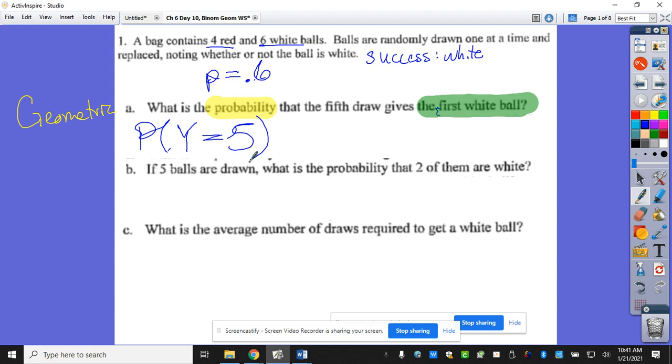This is what I'm plugging in, so that I can go straight to the answer. And you get, what is your answer? Point what? 0.0154.